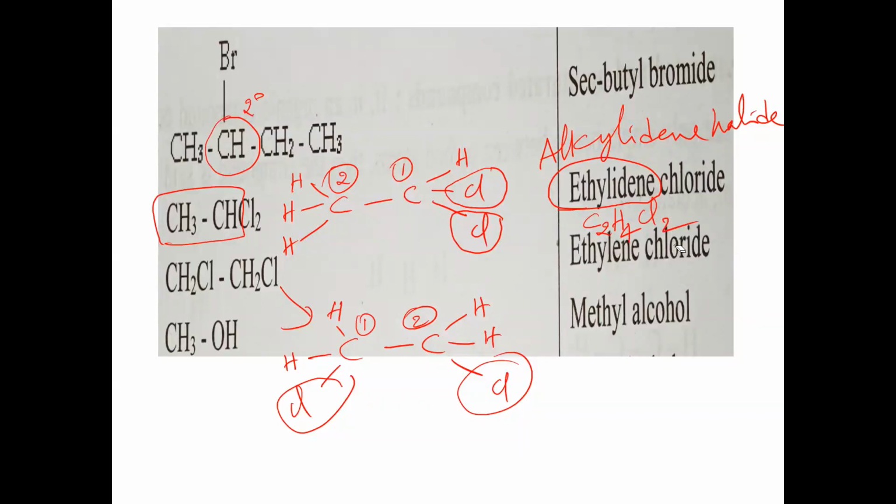C2H4Cl2, ethylene chloride. When two halogens are present on two adjacent carbon atoms, it is called ethylene, and ethylidene when both halogens are present on the same carbon atom. Keep this point in mind. So your IUPAC name is what in this case? 1,2-dichloroethane.